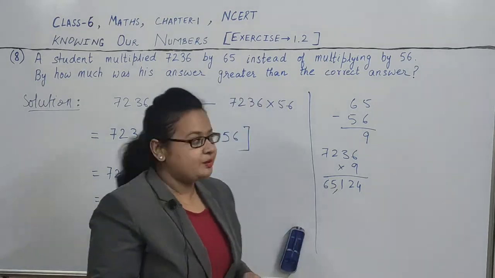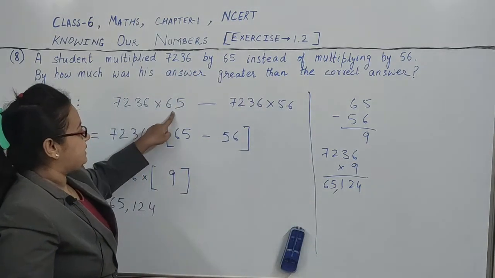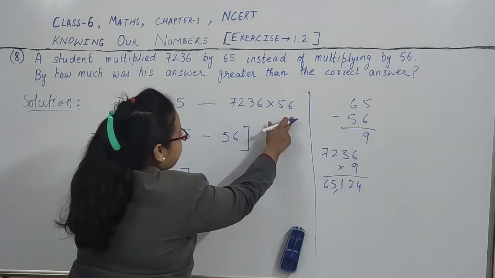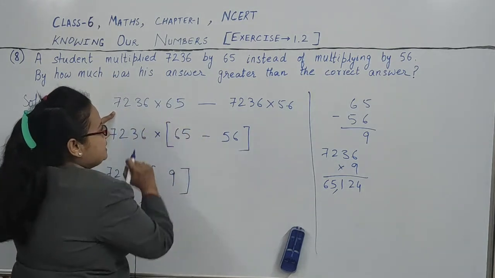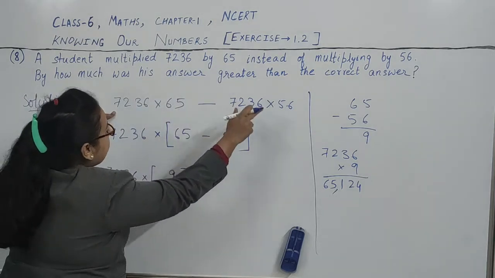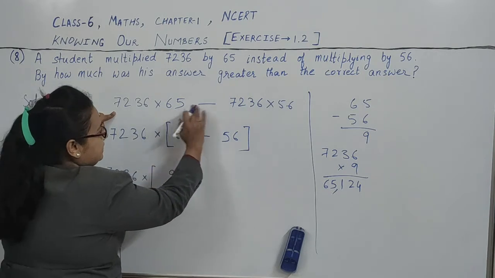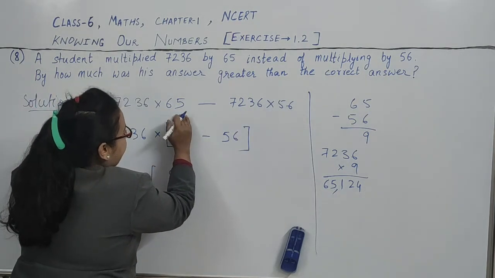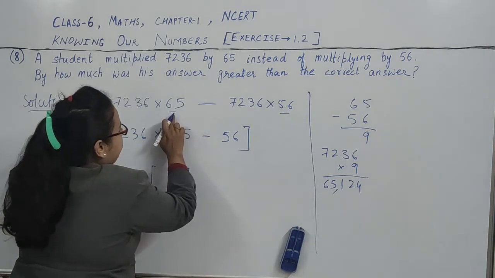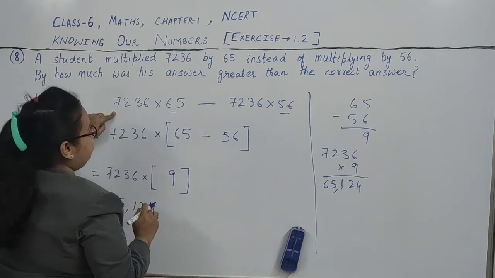It was a little confusing. A student multiplied 7236 by 65 instead of multiplying by 56. He should multiply by 56, but he multiplied it by 65. So by how much was his answer greater than the correct answer? His answer will be greater than the actual answer, because he multiplied by a bigger number, and the actual number was smaller, but by mistake he multiplied by a bigger number. So his answer will be bigger.